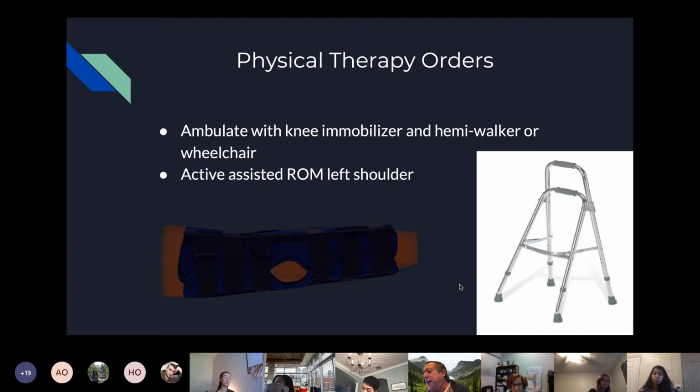Physical therapy orders were to ambulate with the knee immobilizer and the hemi walker or a wheelchair, which she evidently wasn't even using. And she did that several times every day. And then actively assisted ROM of the left shoulder, and she did that several times a day also. Next slide.